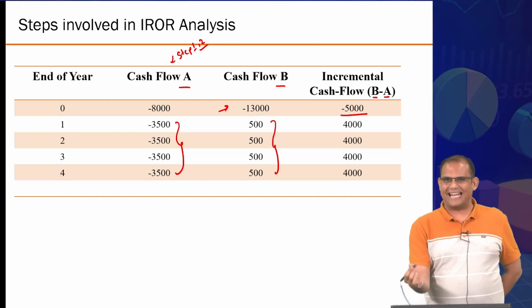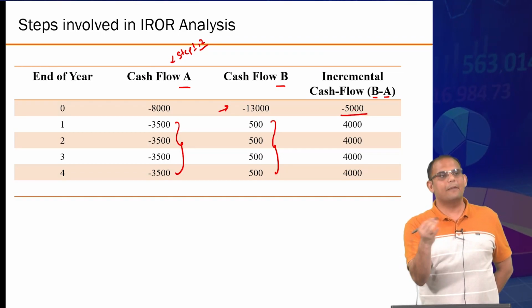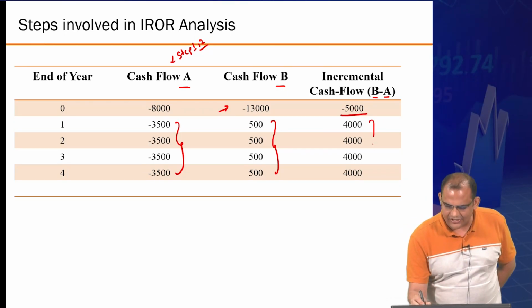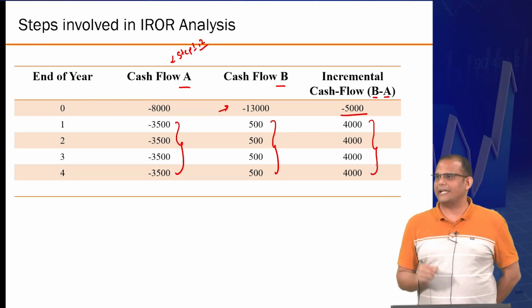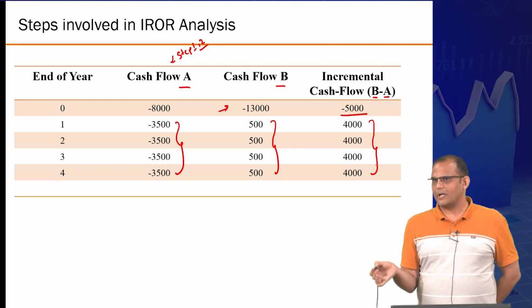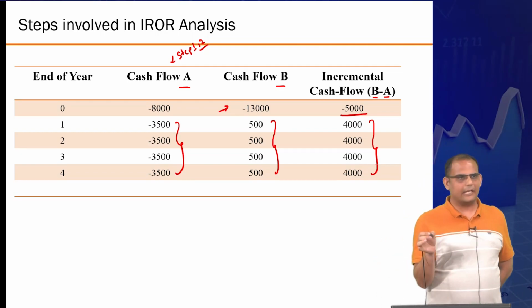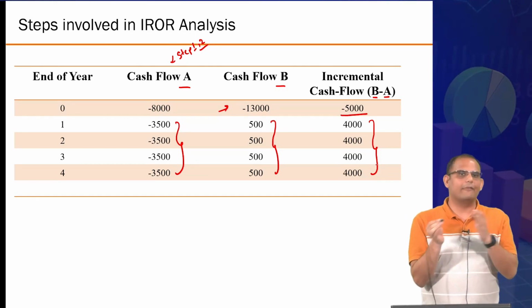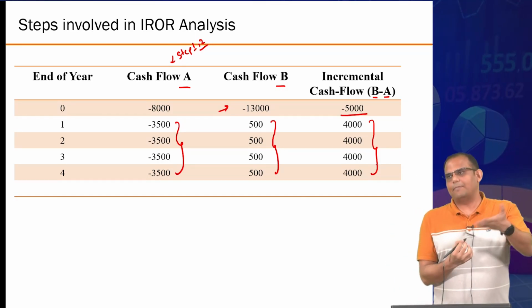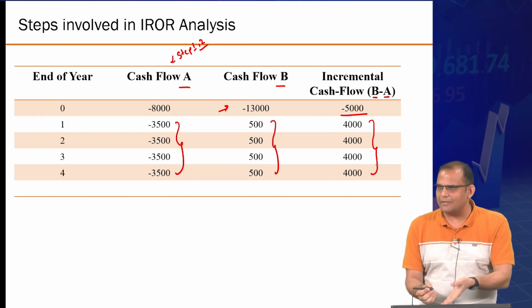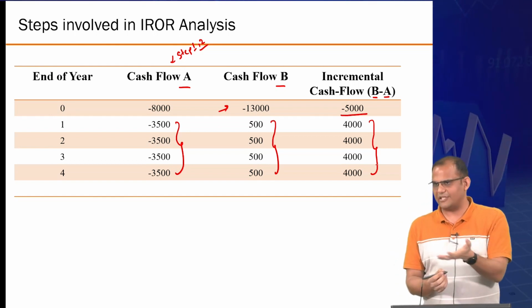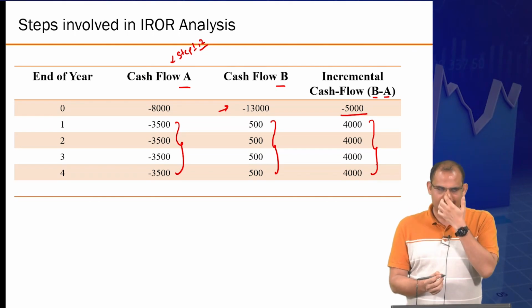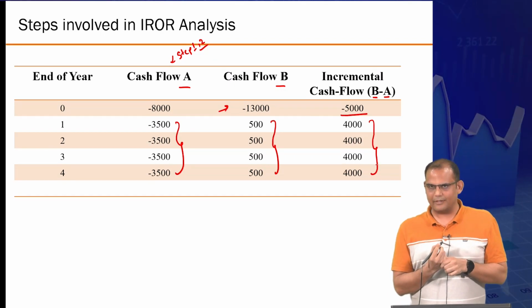minus 5,000, the extra cost that it took to take project B, but the additional revenue that you generate because of taking the project B. Clear how we have calculated incremental cash flows? At each point of time, you basically subtract one from the other. Subtraction is always, again, the sign might reverse depending upon which one you are comparing from, but you have to be careful about that, right?